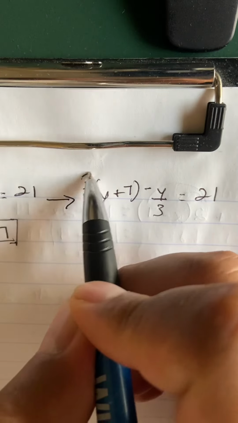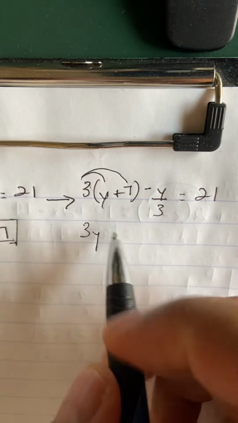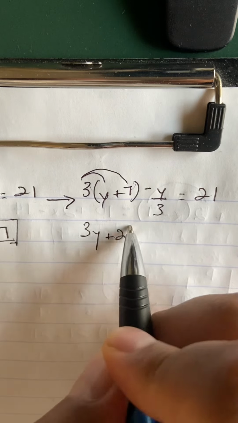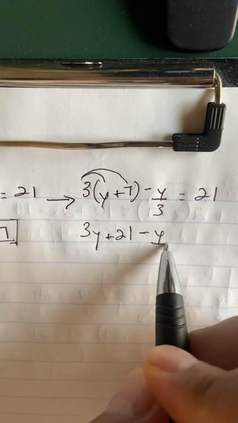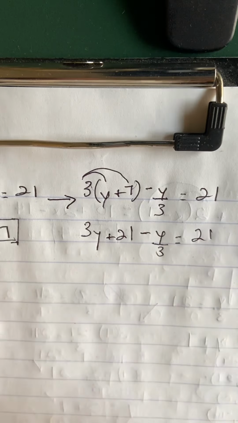So I'm going to distribute the 3 to the y to get 3y. I'm going to distribute the 3 to the 7. Don't forget the second number or term in the parentheses, like a lot of people do. And I'm going to do minus y over 3. That's not going to change. The equal sign is not going to change. The 21 is not going to change.